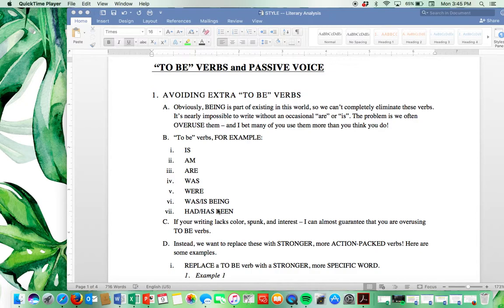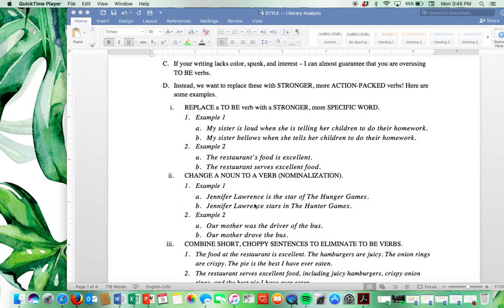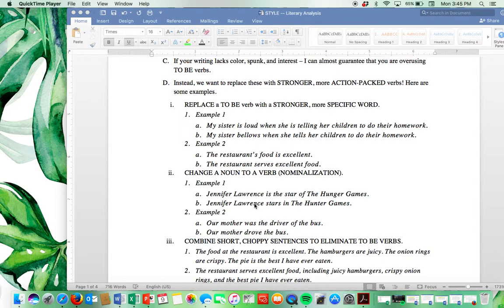So when you're done, you can search through your text for those words and then easily find them and replace them. If your writing lacks color, spunk, and interest, I can almost guarantee you that you're overusing to be verbs. Instead, we want to replace them with stronger, more action-packed verbs. So here are some examples.